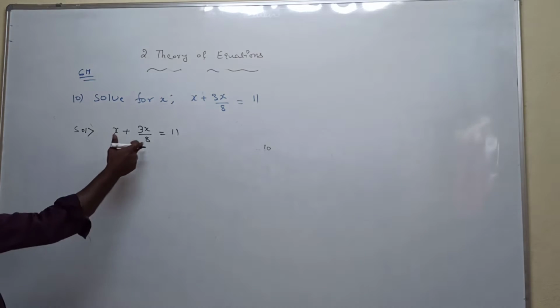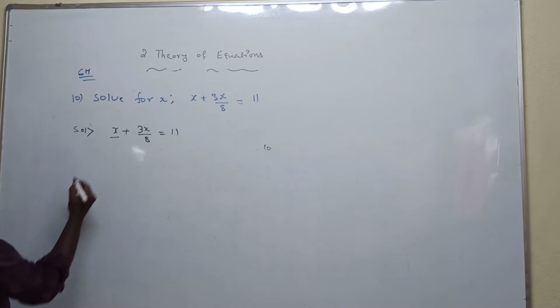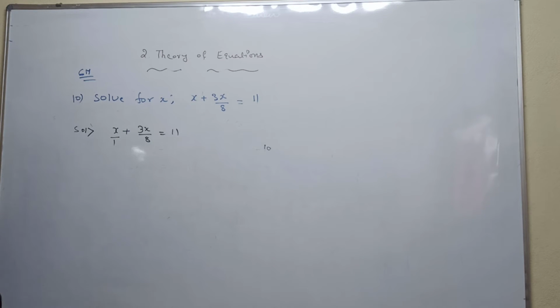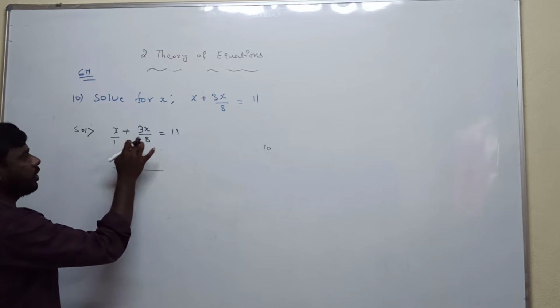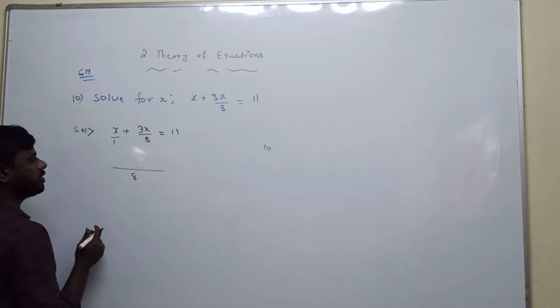So here denominator 8 is there, but here a denominator is not missing, at least 1. The x by 1 is nothing but x, that's why we are assuming the denominator is 1. What is the LCM here? Here 1 into 8 is 8. LCM is 8.